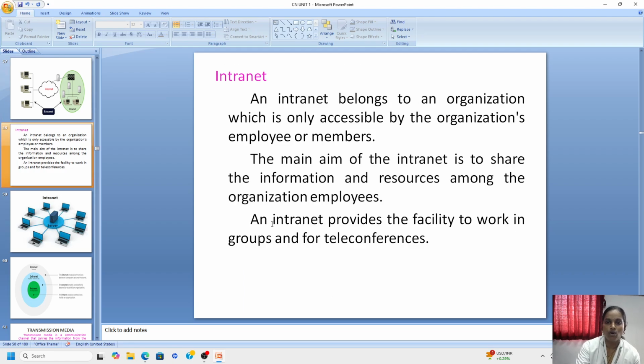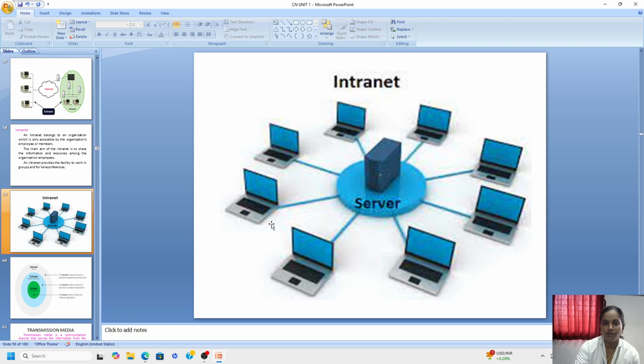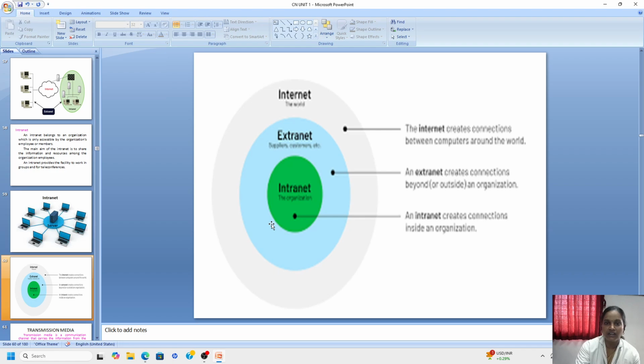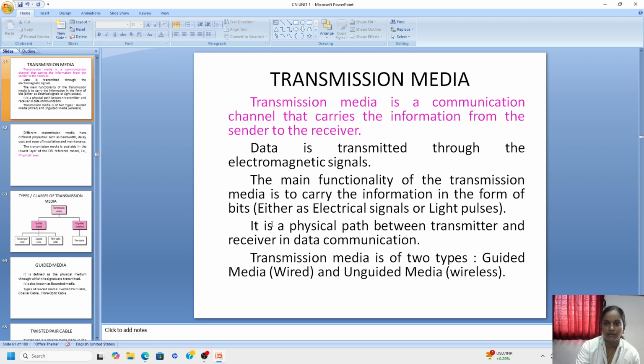Intranet belongs to the organization. It is used for a particular organization. Every organization can implement it using the intranet configuration. They have a centralized server, and through the server they are connected together. So this is a diagrammatic view of a network configured with intranet, internet and extranet.